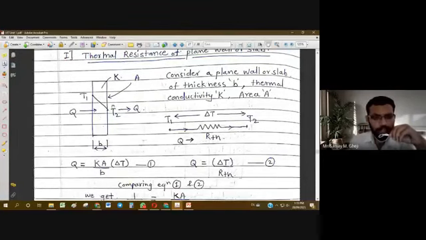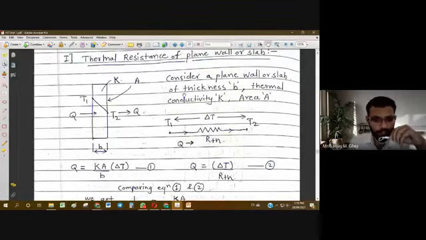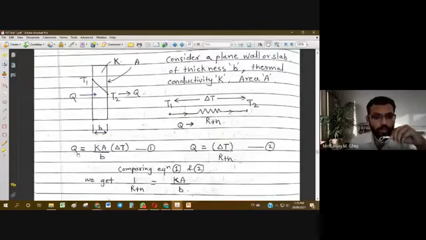Now see, the diagram is still the same. All the conditions are the same. Conduction is happening. Rate of heat conduction is Q. A plane wall is taken of thickness B, and the temperatures are T1 and T2, and this face area will be A. So for this, the conduction equation is Q equal to K upon B into delta T.